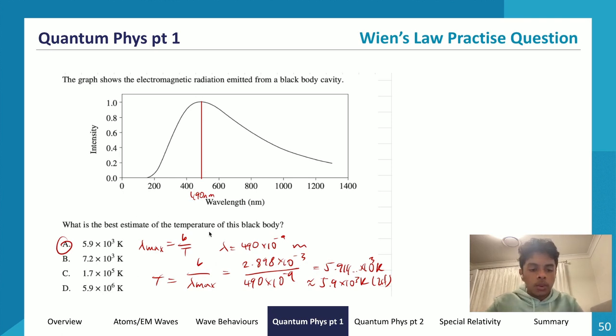So now we use the equation lambda max is equal to B over T. I rearrange that to isolate T because T is what we're looking for. So T is equal to B over lambda max, and then I sub everything in. So 2.898 times 10 to the power of -3, which is Wien's constant, divided by our wavelength, lambda max, which is equal to 490 times 10 to the power of -9, to get a value of 5.9 times 10 to the power of 3 Kelvin approximately, which is our answer A over here. So that's how we would do this blackbody radiation question.